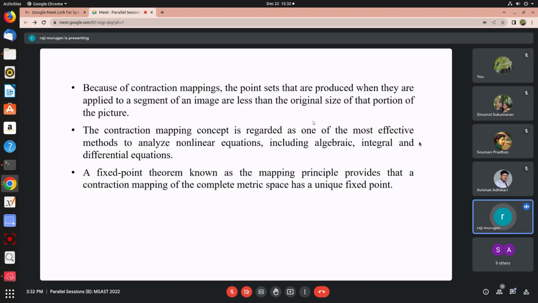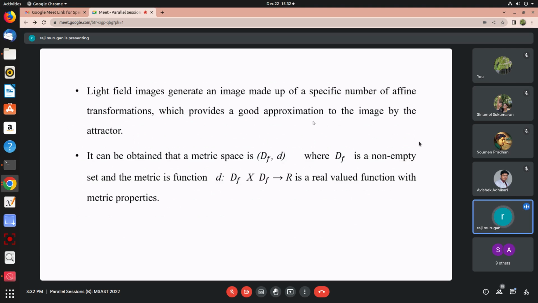Because of contraction mappings, the point sets produced when they are applied to a segment of an image are smaller than the original size of that portion of the picture. The contraction mapping concept is regarded as one of the most effective methods to analyze nonlinear equations, including algebraic, integral, and differential equations. A fixed point theorem, known as the contraction mapping principle, states that a contraction mapping of a complete metric space has a unique fixed point. Light field images generate an image made up of a specific number of affine transformations, which provides a good approximation to the image of the attractor.